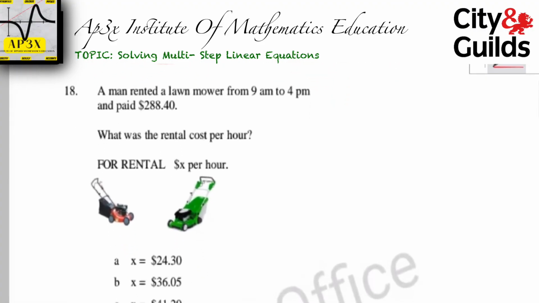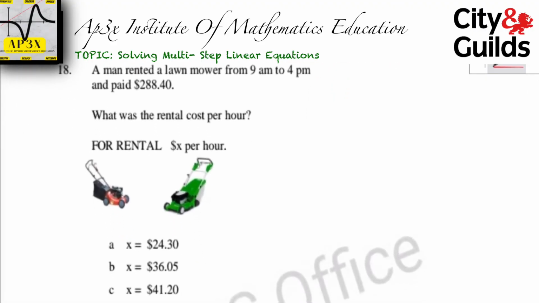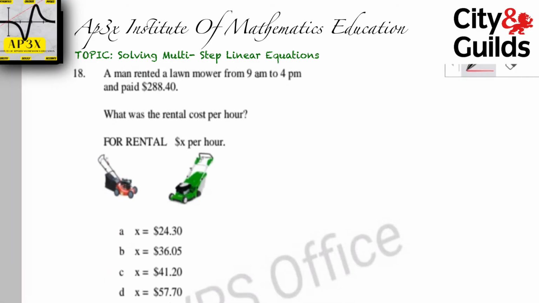Okay, a man rented a lawn mower from 9 a.m. in the morning until 4 p.m. and paid $288.40. What was the rental cost per hour? All right, so not too bad, very basic here. Just find out the time that comes between 9 a.m. and 4 p.m.